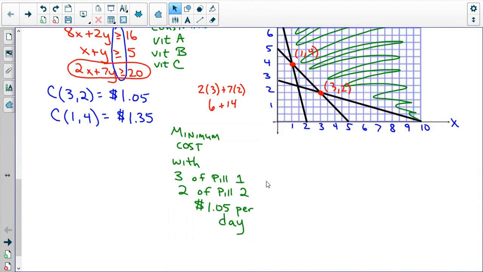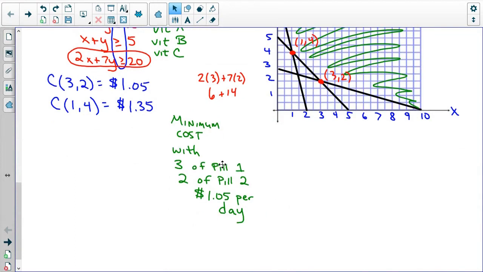So the minimum cost is 3 pill 1s and 2 pill 2s, and that cost is $1.05 per day for Mark.